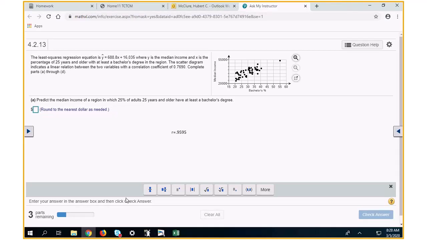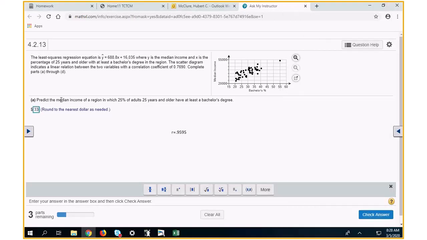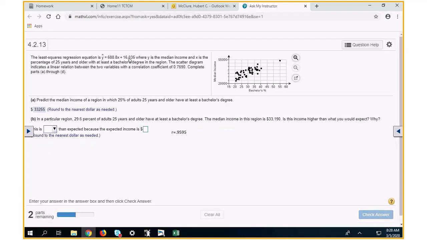33,255. Yep, that's a comma. It's hard to see, so make a note. That problem with the percentages is a comma.